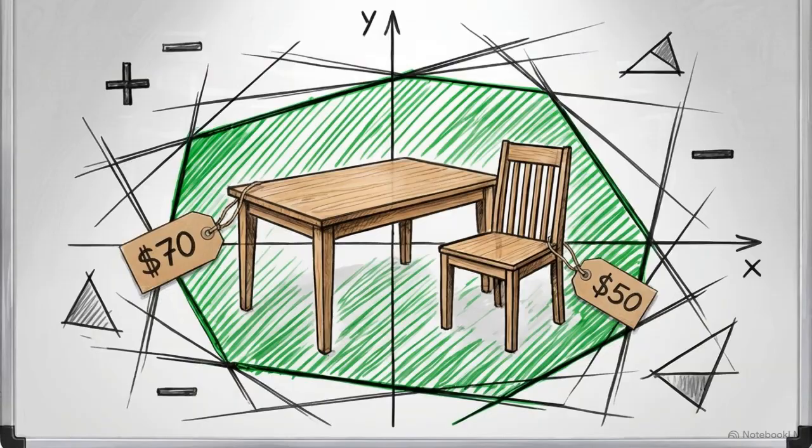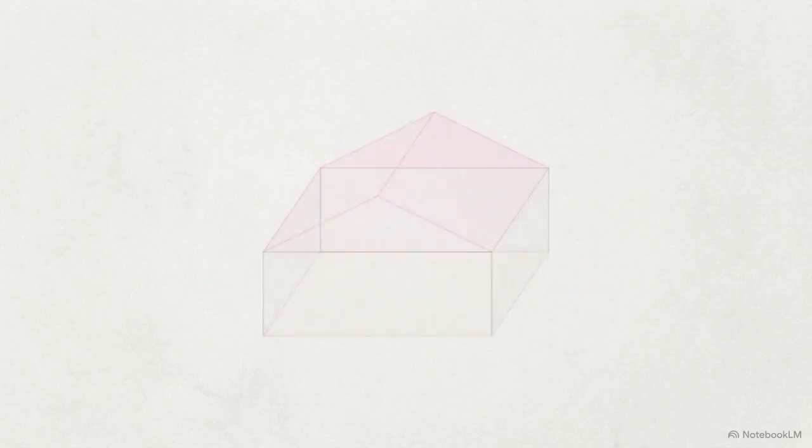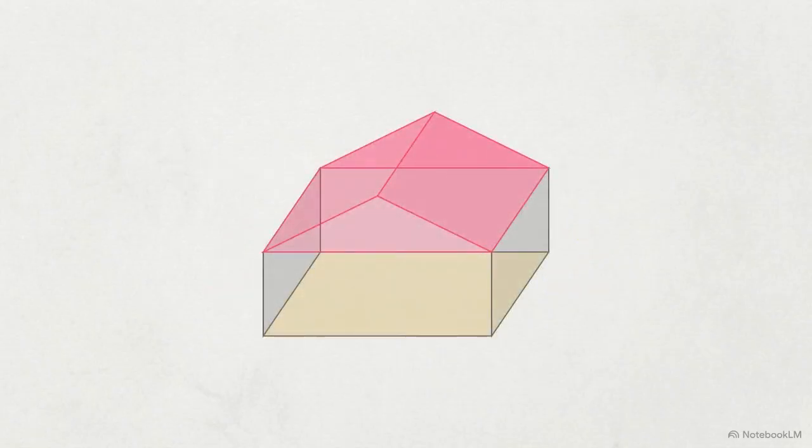The financial objective driving production is straightforward. Every table yields a profit of $70, and every chair yields $50. Right now, these constraints are inequalities. They describe a less than or equal to ceiling for labor and a greater than or equal to floor for demand, rather than fixed targets. While these numbers accurately record the factory's physical limits, they do not yet form a solvable problem. We must map how these variables interact geometrically.